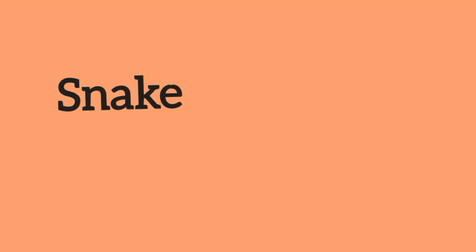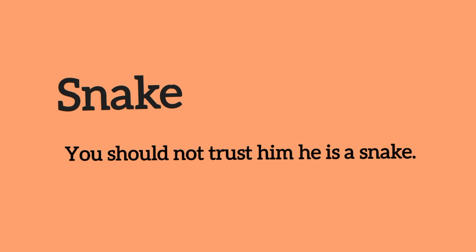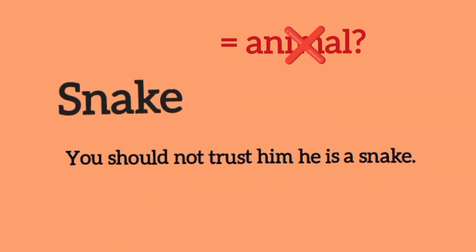Let's go back to the example snake. Let's use it in a sentence. You should not trust him. He is a snake. In this sentence, do you think the word snake still means an animal? Not anymore. So the meaning suggested in the sentence is a person who is deceitful, or a person who cannot be trusted because he or she makes other people believe something that is not true. As you can see, this meaning is no longer what the dictionary says. It is already interpreted in a different way based on how it is used in the sentence.